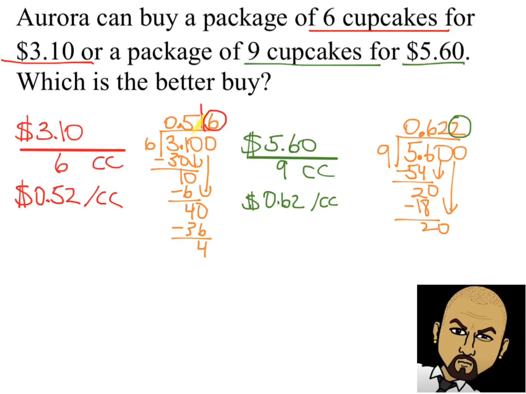So one is 52 cents per cupcake. The other situation is 62 cents per cupcake. So what is the better buy? And the better buy is obviously the 6-count package for $3.10.